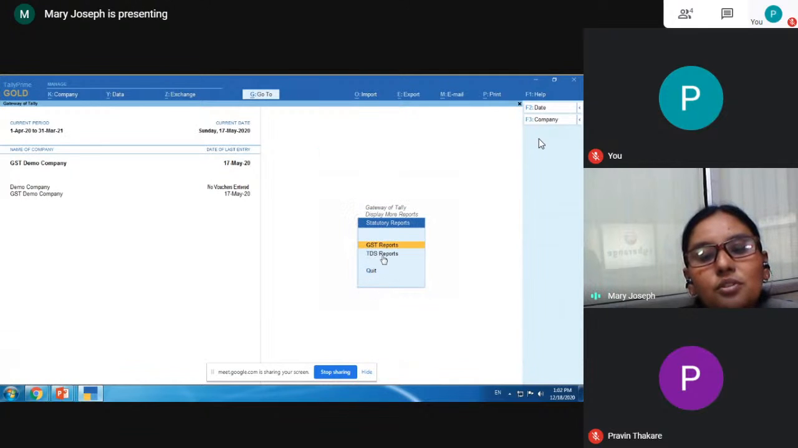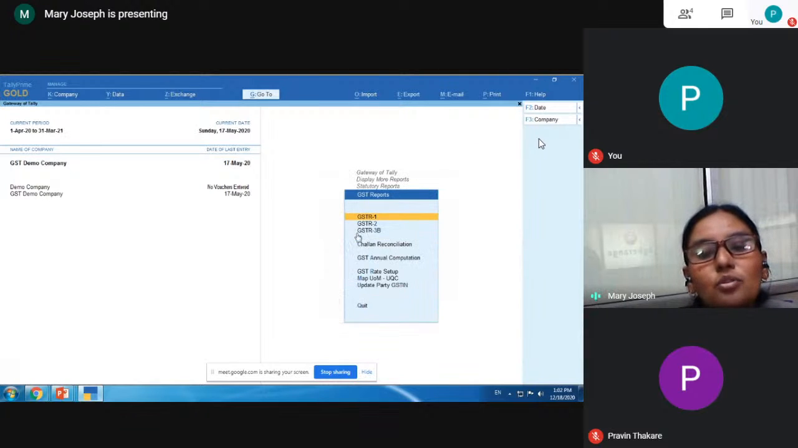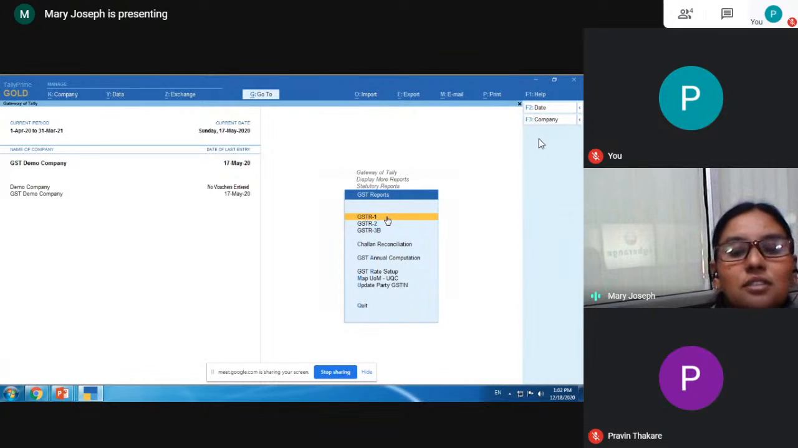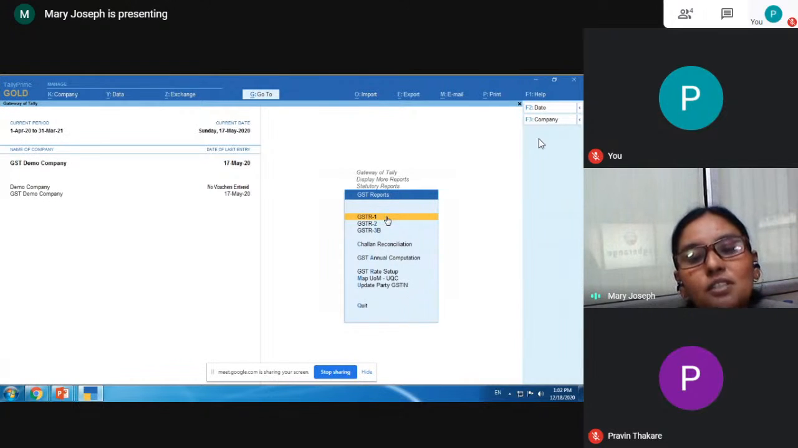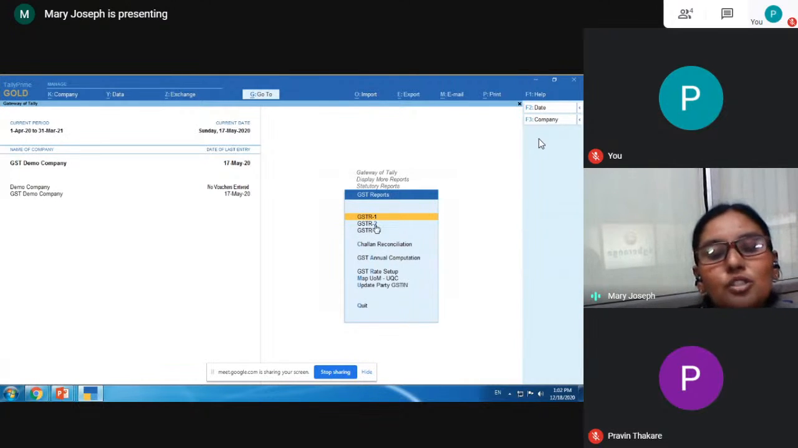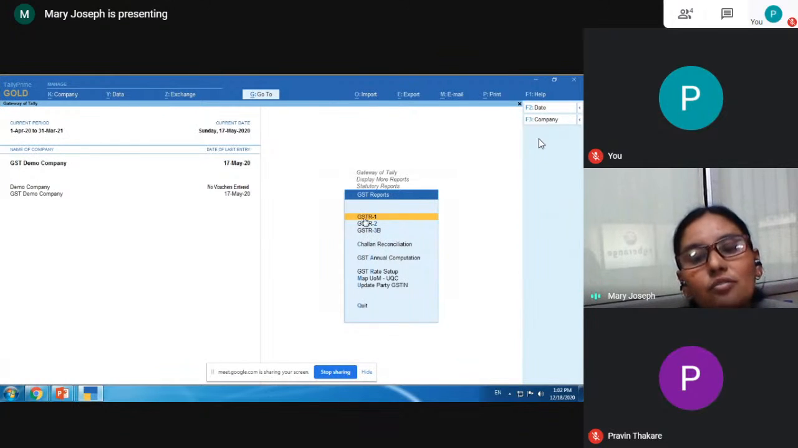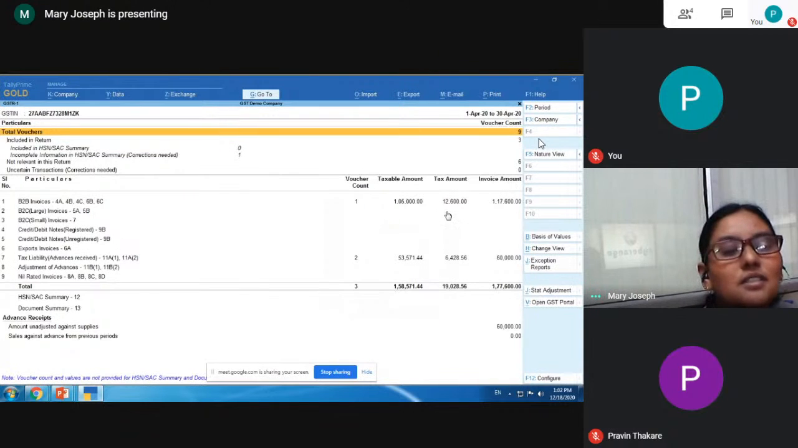Statutory reports, GST reports: GSTR 1, which is used for outward supply, GSTR 2, which is used for inward supply, and GSTR 3B, which is used for filing the return. Now we are checking GSTR 1. This is GSTR 1. You can see how the report will display in Tally.